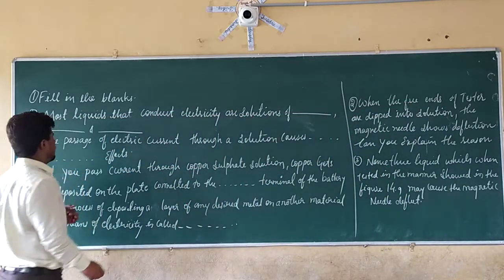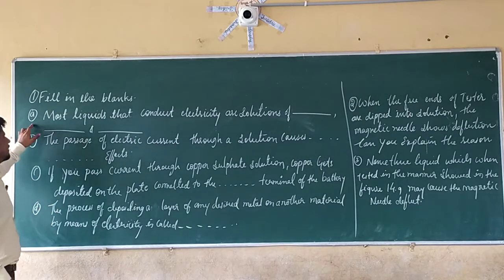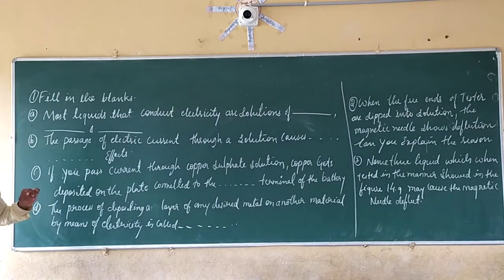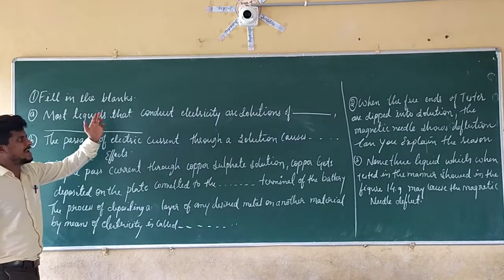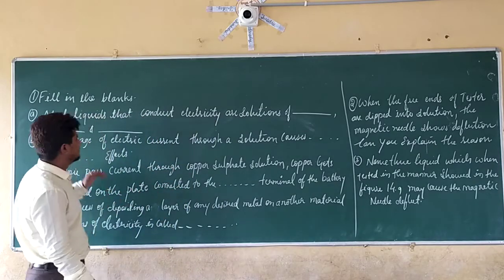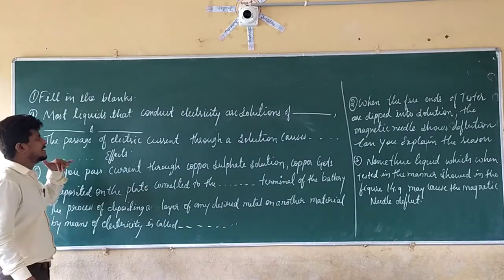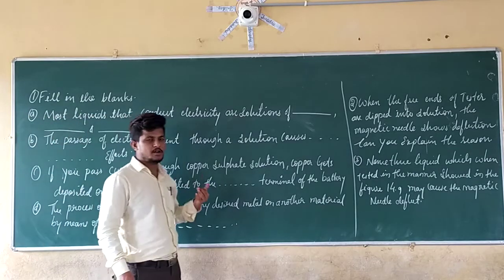In question number 1, fill in the blanks. In that first question, we have 4 parts, that is A, B, C, D. The first question A is, most liquids that conduct electricity are solutions of dash, dash and dash. So, most liquids that conduct electricity are solutions of what?